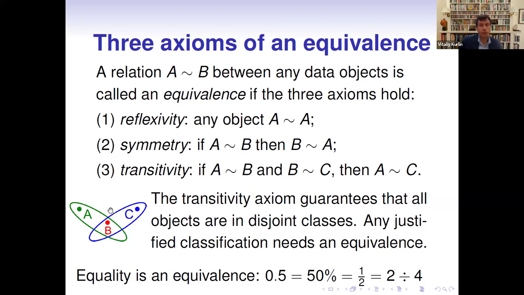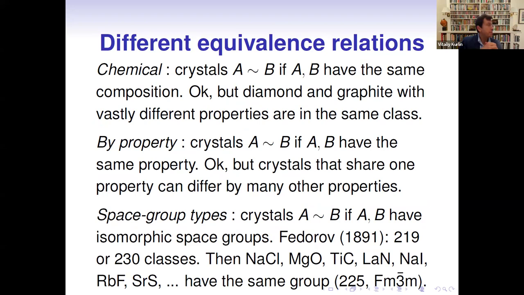Okay, what equivalences could we consider on crystals? In principle, many different relations are possible. For example, the simplest one is by chemical composition. We could say that two crystals are equivalent if they have the same chemical composition. Yes, this is a well-defined equivalence, but not always sufficient, because different materials, such as diamond and graphite, consist of pure carbon, so one chemical element, nothing more, but they have vastly different properties because their geometric crystal structures are different.